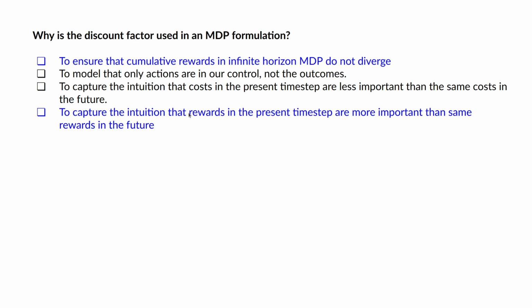No, this is not true. There is nothing like outcome and action in our control. To capture the intuition that the cost in the present timestamp is less important than the cost in the future timestamp. No, the value of 100 rupees is always more than the value of 100 rupees after 10 years. So this is contradictory. The true option is to capture the intuition that reward in the present timestamp is more important than the same reward in the future. The example I gave you, 100 rupees today or 110 rupees after, let's say, 2-3 years. Obviously, I'll always choose the 100 rupees today.